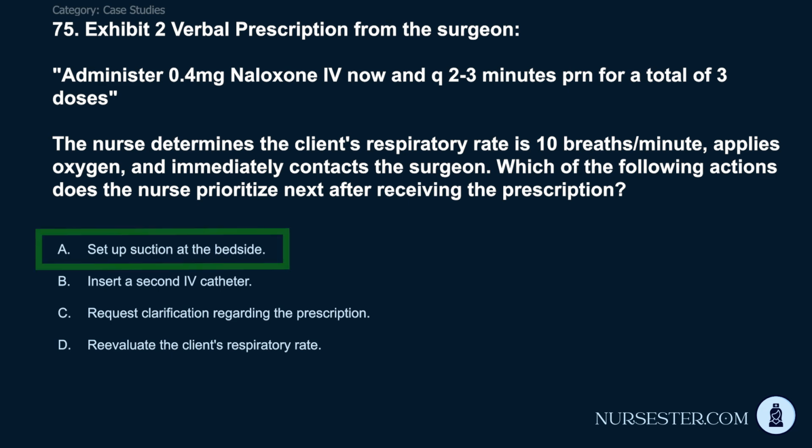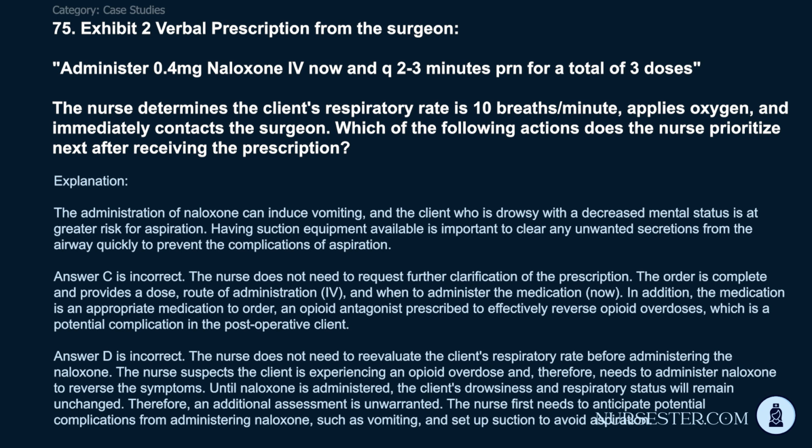Correct answer, A. Set up suction at the bedside. The administration of naloxone can induce vomiting, and the client who is drowsy with a decreased mental status is at greater risk for aspiration. Having suction equipment available is important to clear any unwanted secretions from the airway quickly to prevent the complications of aspiration. Answer C is incorrect. The nurse does not need to request further clarification of the prescription. The order is complete and provides a dose, route of administration, frequency, and when to administer the medication, now. In addition, the medication is an appropriate medication to order, an opioid antagonist prescribed to effectively reverse opioid overdoses, which is a potential complication in the postoperative client.